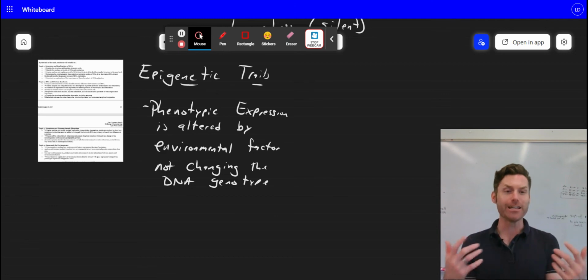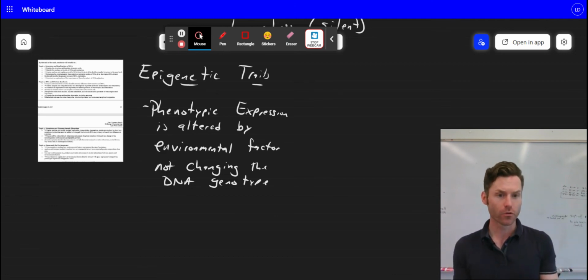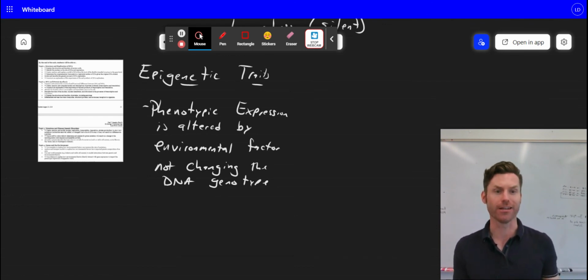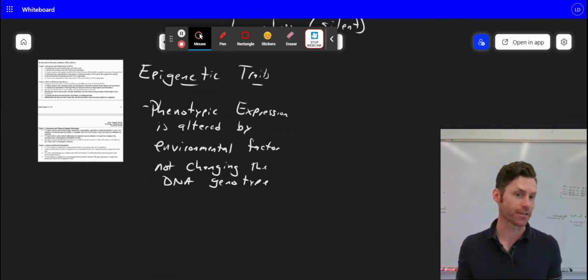Right? When I go out in the sun and I get the beautiful bronze that obviously I do, it's not like my DNA has been altered to make me more tan. What has happened is the expression rate of that DNA has been upped. Right? So my phenotype changes, but my DNA has stayed the same. So that's a really simple example of epigenetic traits.